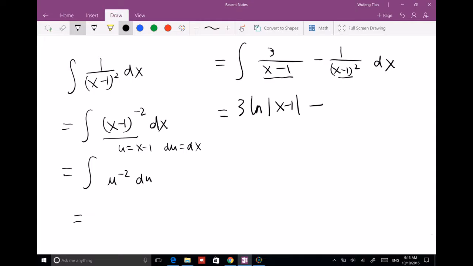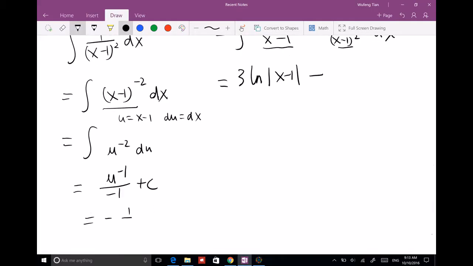Thea, could you please tell me what this is? What negative 1? You press the button and it says, yeah, it's u to the negative 1, right? And then over negative 1, very good. So the whole answer is negative 1 over u plus c.